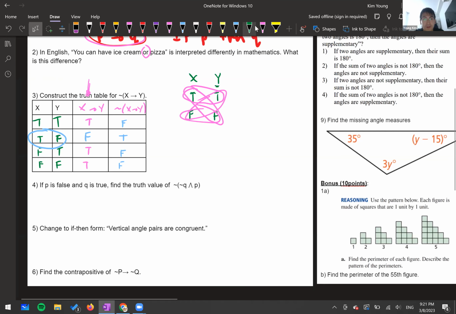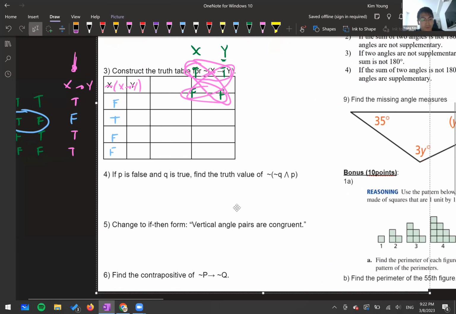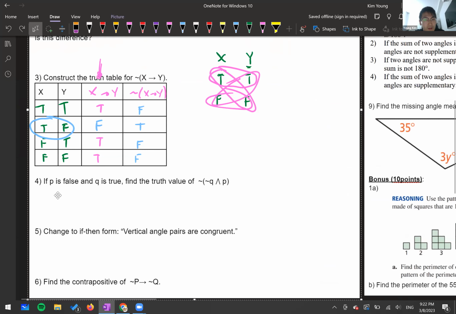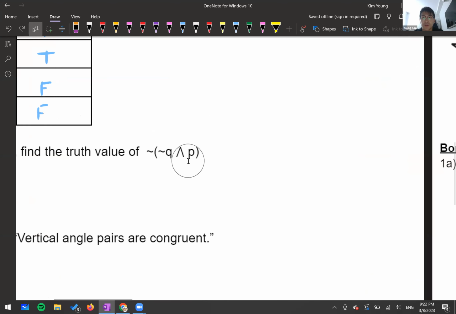Okay. 4, if P is false and Q is true, find the truth value of not Q and P. Okay. So here they gave you another statement. They call this a compound statement because it's a statement made up of other statements and also with more logical connectives and stuff. Okay. But here, what did I do? They're telling you the truth value for P and for Q. So that means that each of these little pieces that make up this compound statement also have truth values, and ultimately that means that this statement would have a truth value.